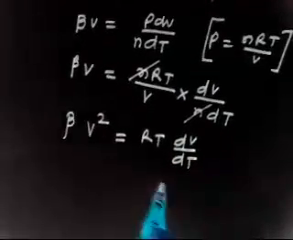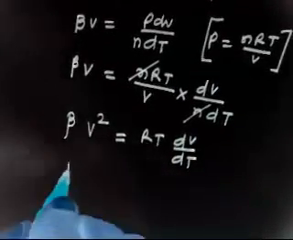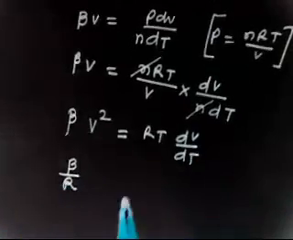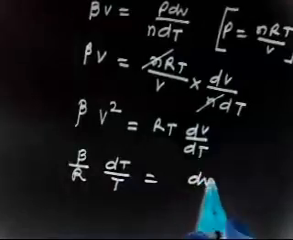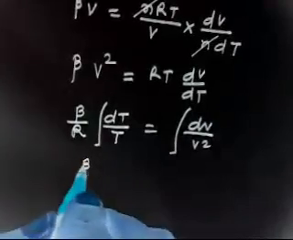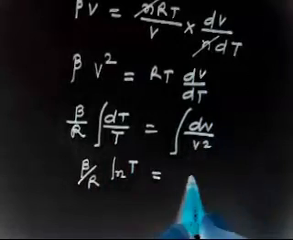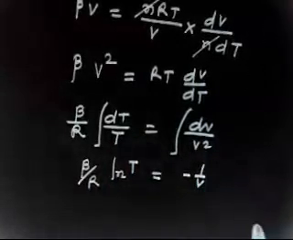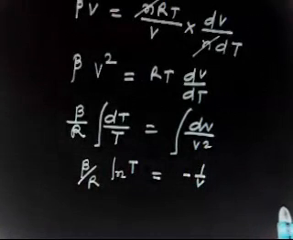Now again you can integrate. So let us take beta by R as constant, and you will have dt by t, and here you will have dV by V square. Now let us do indefinite integration. So we will have beta by R ln t is equal to 1 by V square integrated, which is minus 1 by V. I think all of you are getting this one.